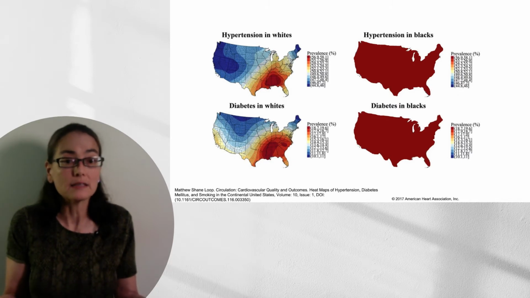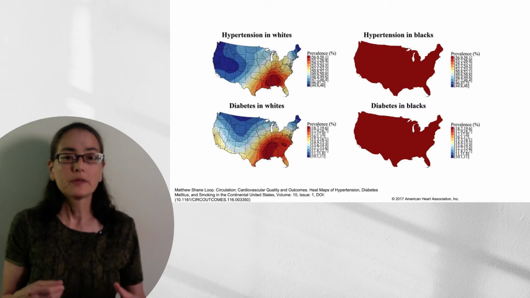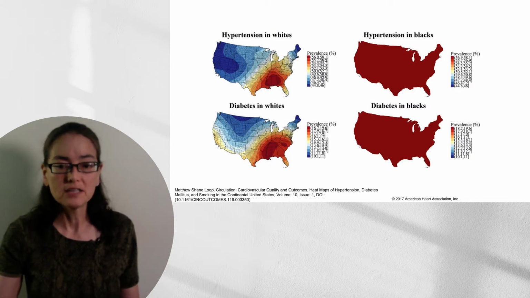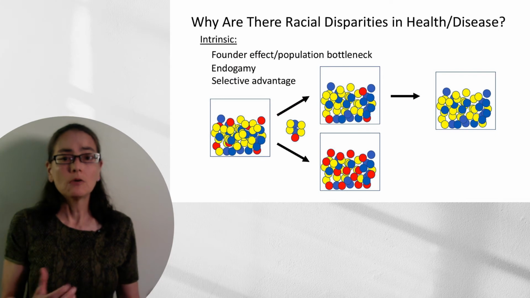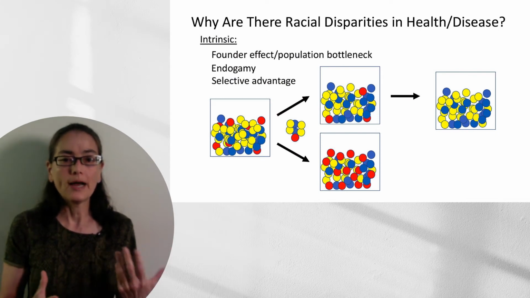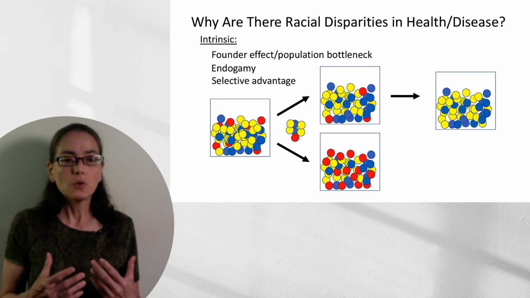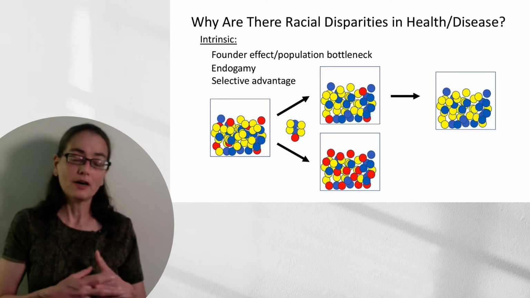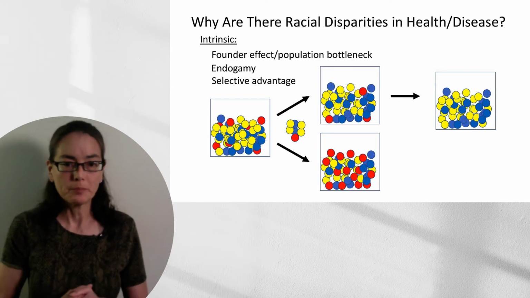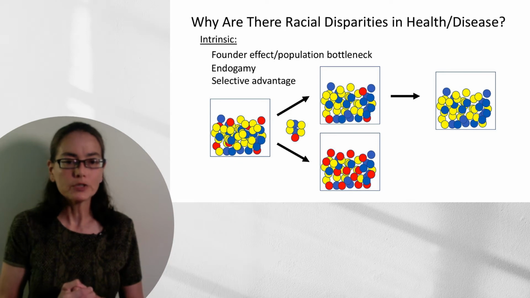So why is this? We've just talked about in a previous lecture the fact that biological race does not exist. So there are some intrinsic causes for health disparities, and I'm going to go through these in some detail. I did my undergraduate degree at Princeton in evolutionary biology, so this is a topic of great interest to me.